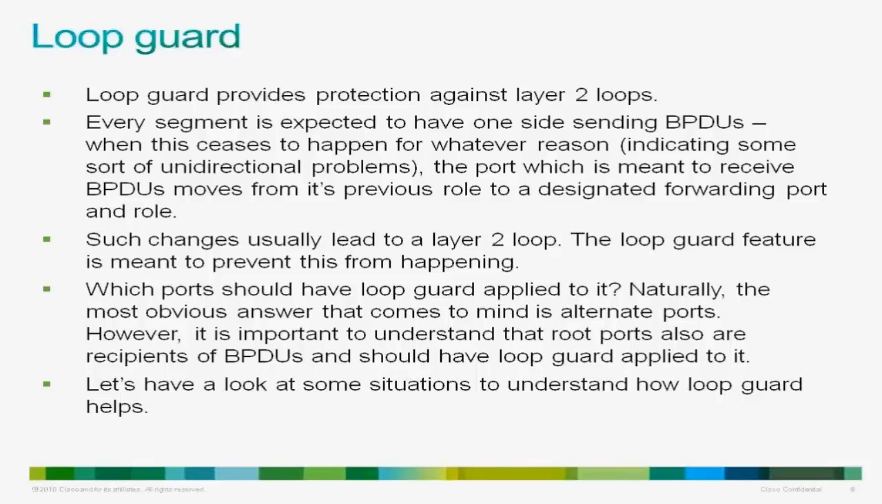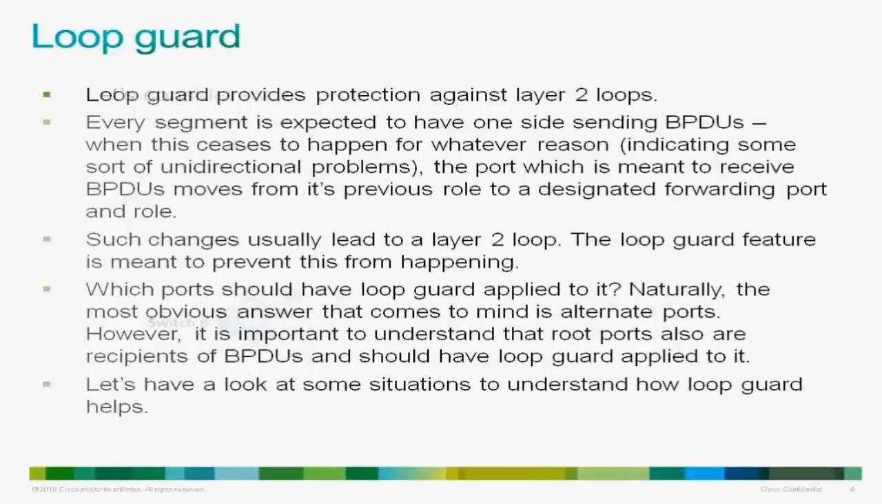In that situation, the bridge which is meant to receive BPDUs assumes that the designated bridge has been lost for that segment, and as per spanning tree requirements, there has to be at least one designated bridge per segment. So this bridge now starts to move itself to a designated bridge role. It moves its interface to a designated port, and suddenly you have a loop in your network, right? So loop guard is used to prevent such situations.